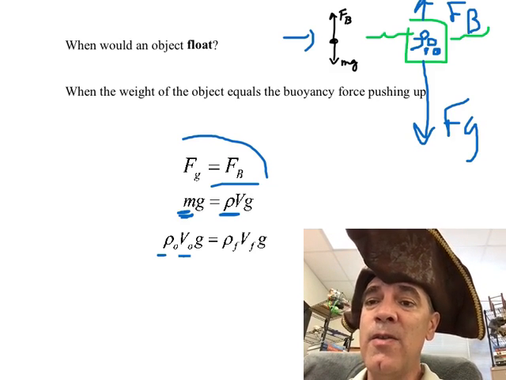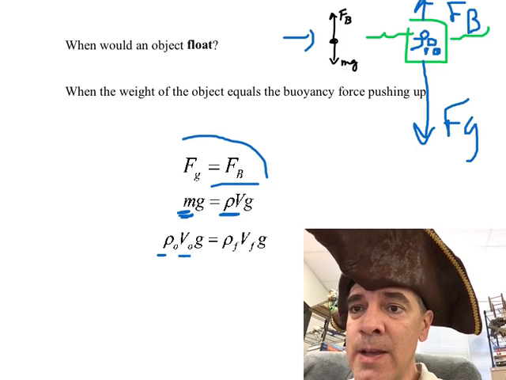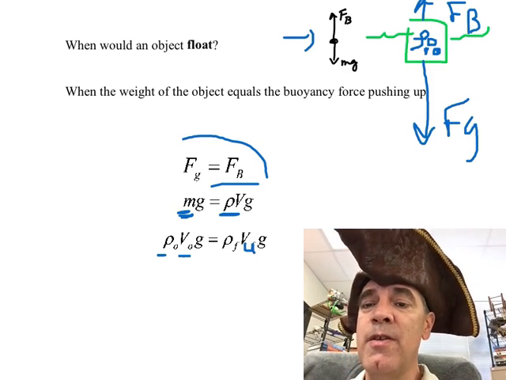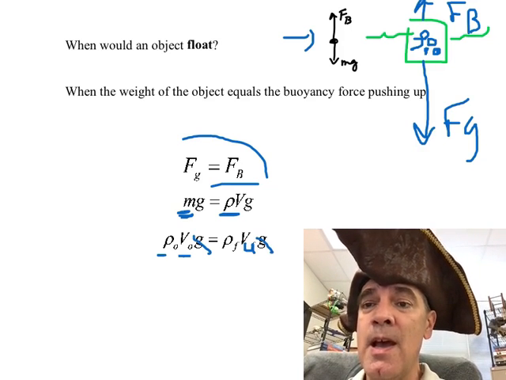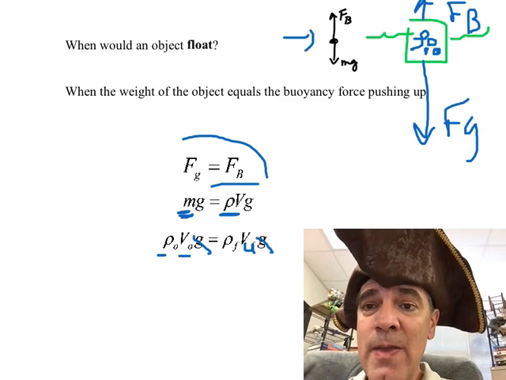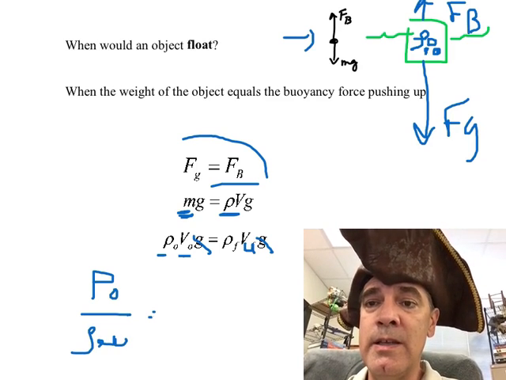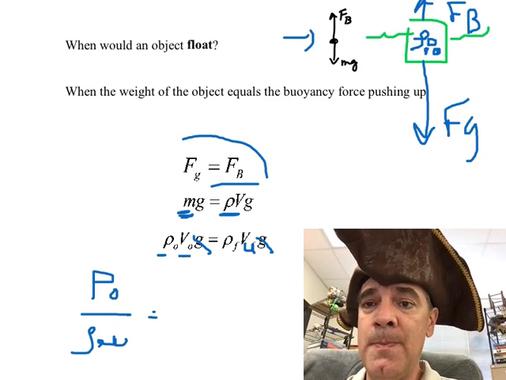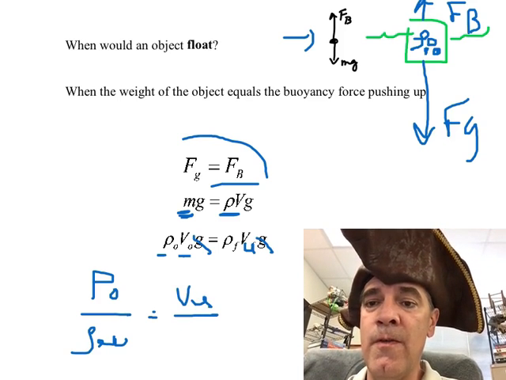And then the density here is the density of the fluid, and the volume is the part that's underwater there. And notice that when we do this, the gravities will cancel. And if we put like terms together, we can say that the density of the object divided by the density of water, because that's my liquid, is equal to the volume underwater over the volume of the object.